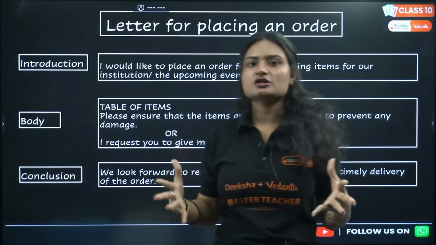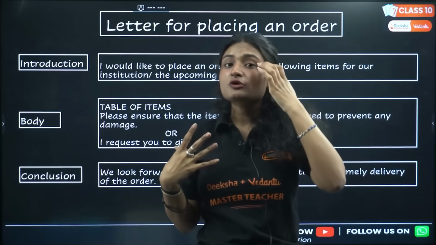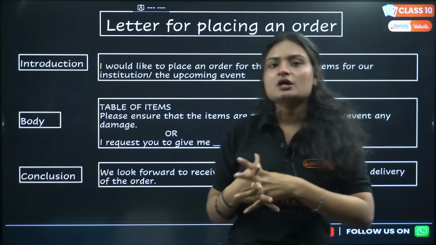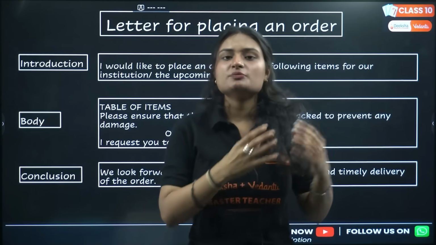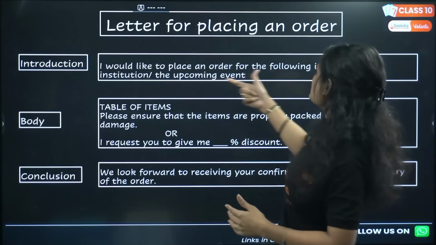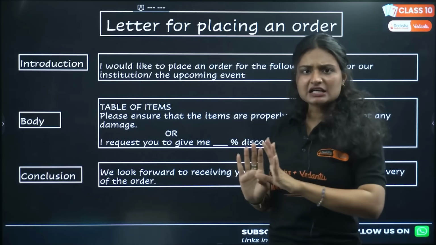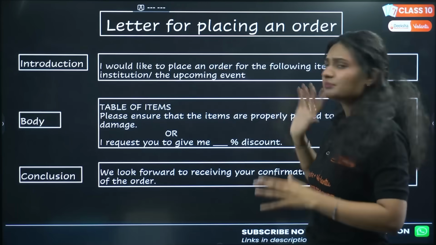When you're placing an order, either there will be some event happening, or there will be some demand from your institution. Maybe you're asked to place an order on behalf of your organization. So how do you do that? You start with, I would like to place an order for the following items for our institution, or if it's an upcoming event, then you write, for the upcoming event, right?